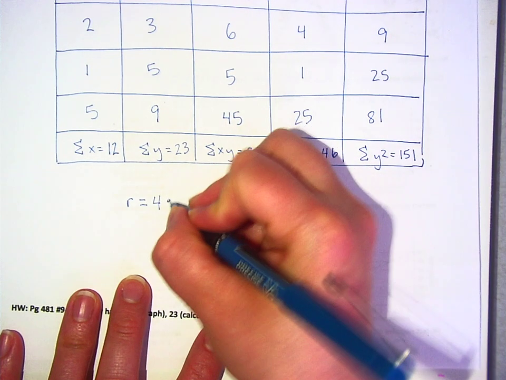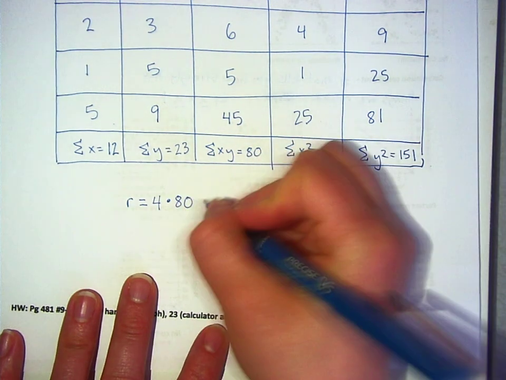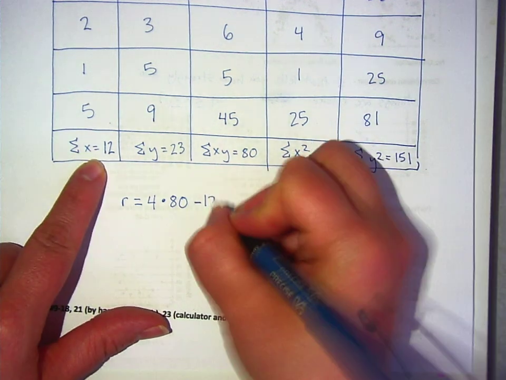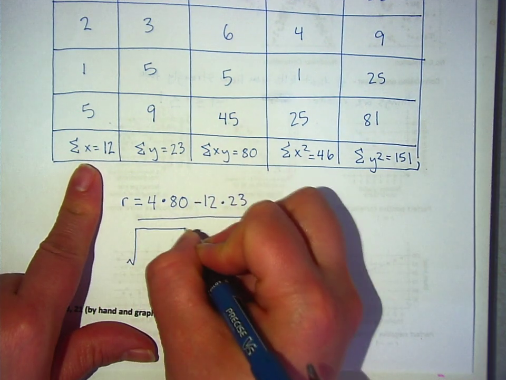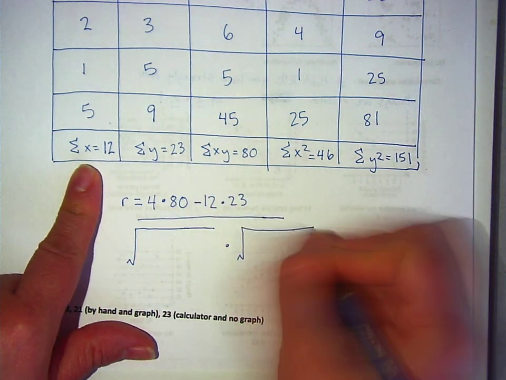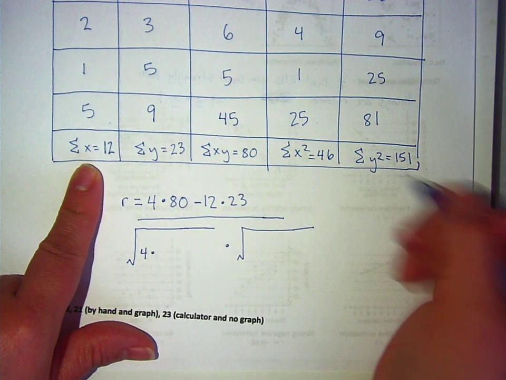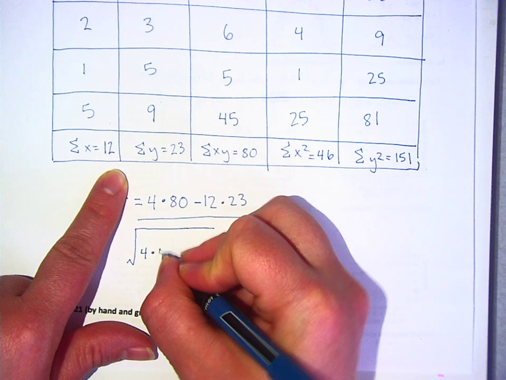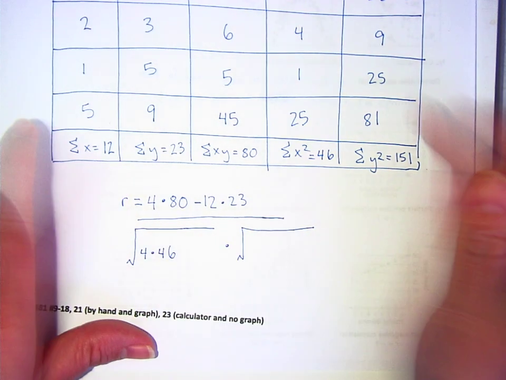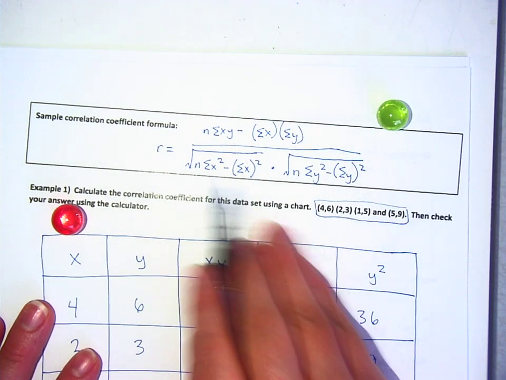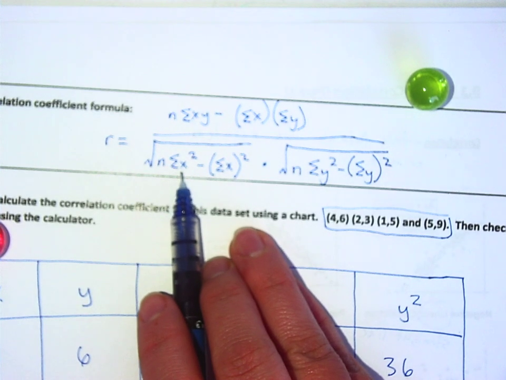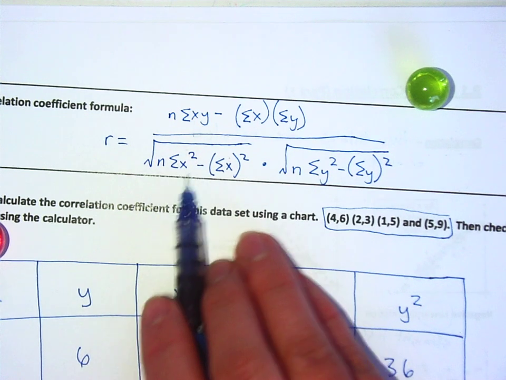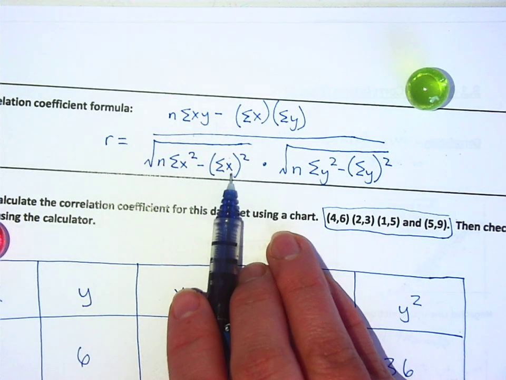And then we're going to multiply that by the summation of the x and y's, which is 80. And subtract the summation of the x times the summation of the y. All over 2 square roots. First one is n times the summation of those x squareds, which is 46. Do you guys see the difference between this and this? So that one, I used to know it. What is it? Can somebody tell me? What's the difference between this one and this one?